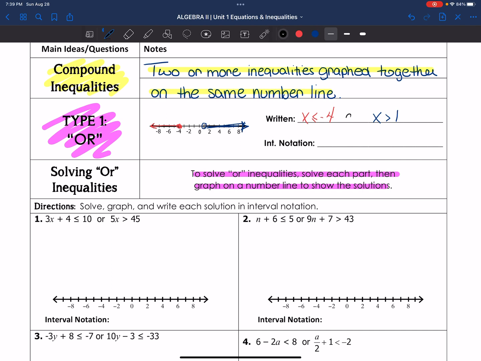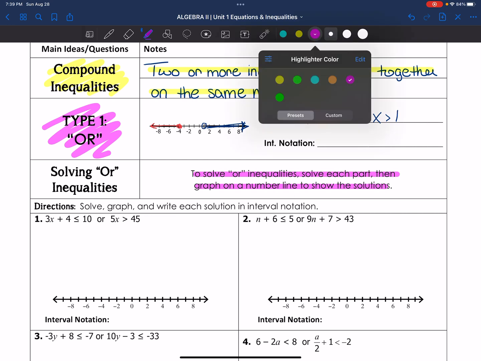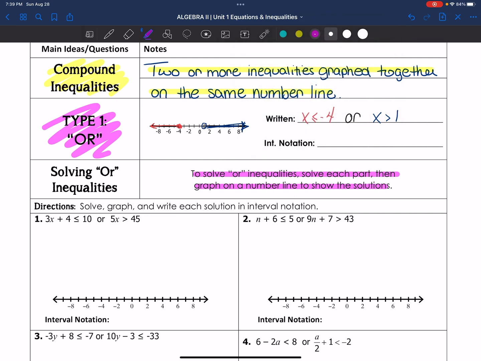And they are combined with this word OR. That's what I want to really highlight here, that they are combined with the word OR. Why is it combined with the word OR? Because our graph is going either less than -4 or greater than 1. Even as I say that out loud, you hear me saying the word OR to represent it's going one way or the other way.